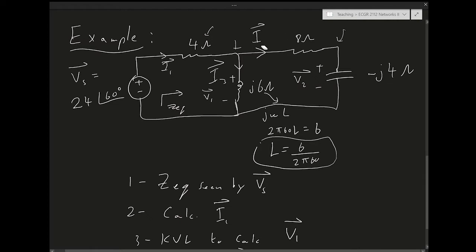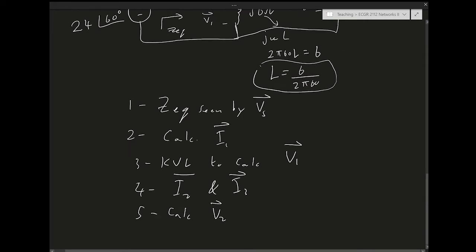Let me call this I3. Let me call this I2. And then we use I3 to calculate V2, the voltage across the capacitor. So let's start with Z equivalent.